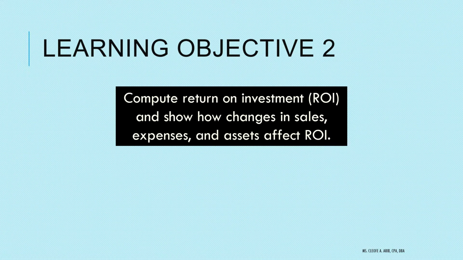So, we have already computed our segment margin. Now let's proceed to our second learning objective, and that is to compute ROI and show how changes in your sales, expenses, and assets affect your ROI. ROI is return on investment.